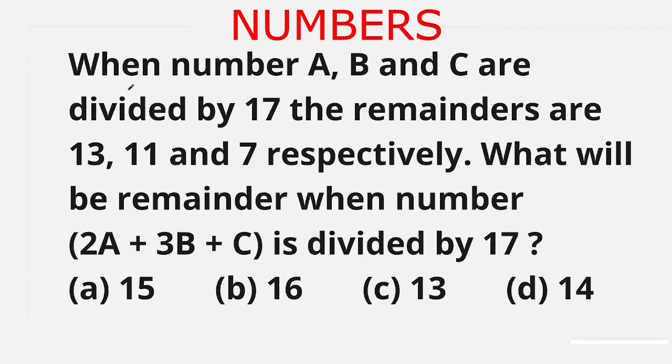Our question is, when numbers A, B and C are divided by 17, the remainders are 13, 11 and 7 respectively. What will be the remainder when number 2A plus 3B plus C is divided by 17? The given options are option A 15, option B 16, option C 13, option D 14.